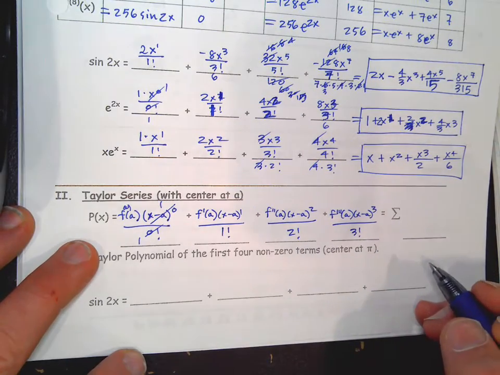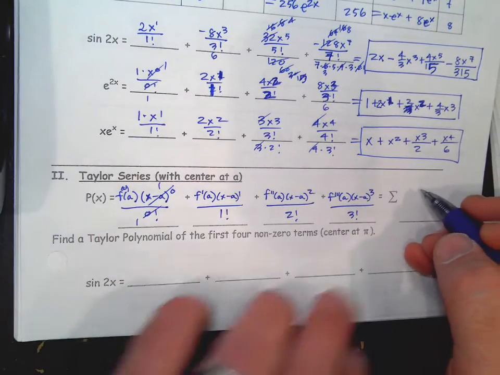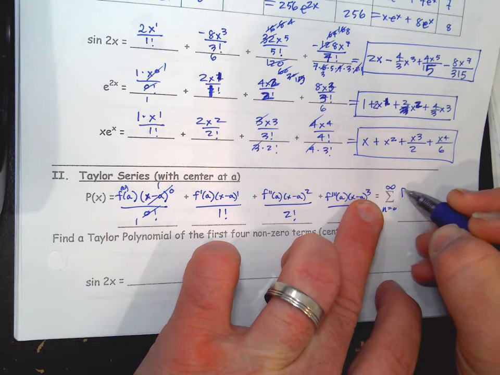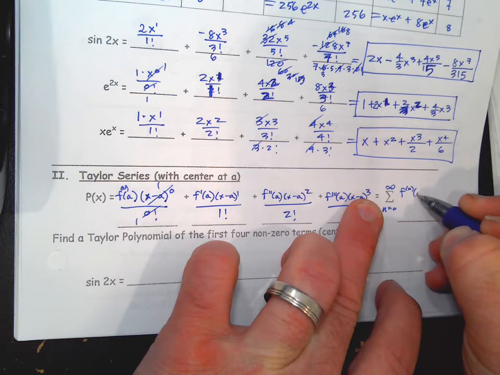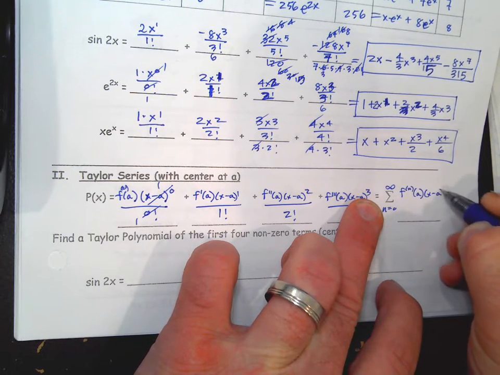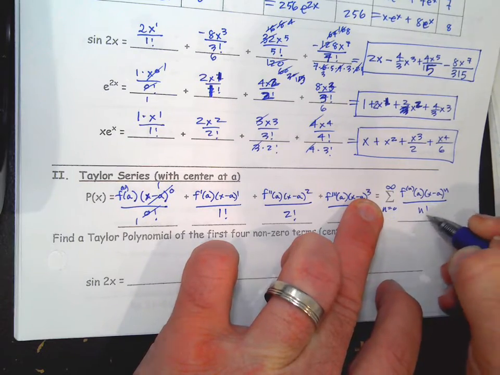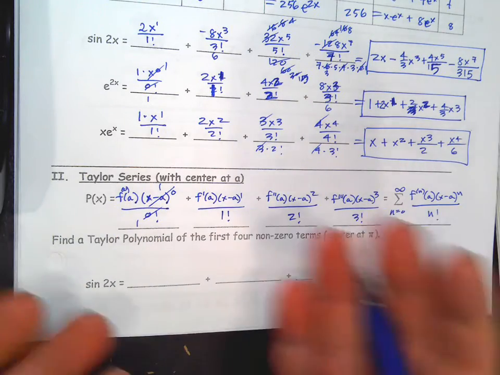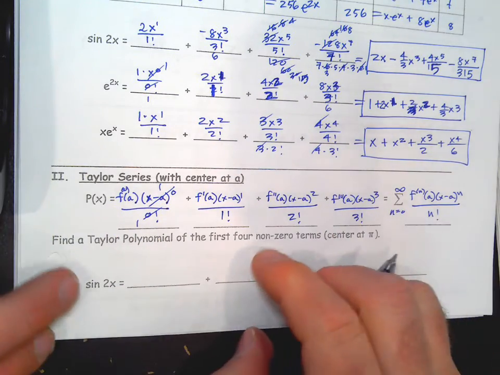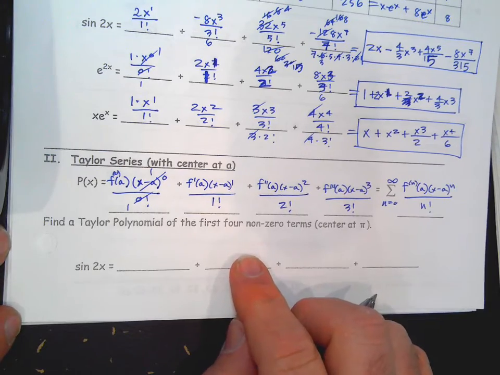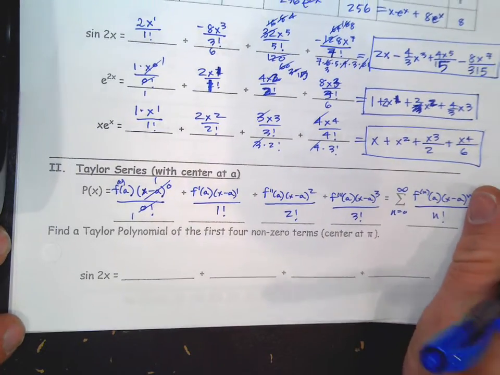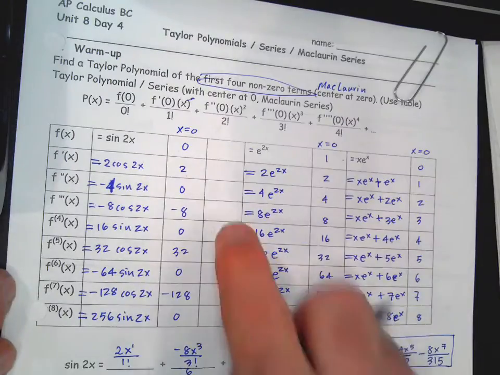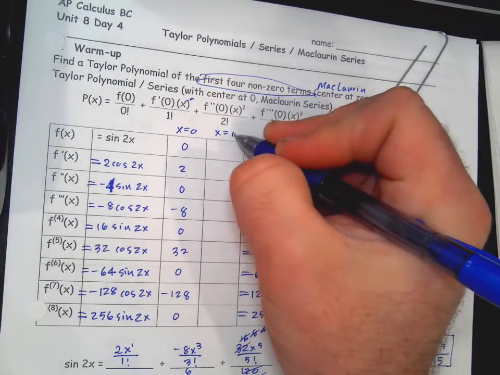So the closed form of it, if you start at 0 to infinity, is going to be the nth derivative at the center, x minus a to the nth power over n factorial. So that's for any kind of Taylor series. And you could apply this to MacLaurin series centered at 0. You could start with this and it works. So let's go ahead and do one of the problems we did at the top. We've already done a lot of the work for it. Find the Taylor polynomial of the first 4 non-zero terms centered at pi. So we're going to do this one right here, but centered at pi.